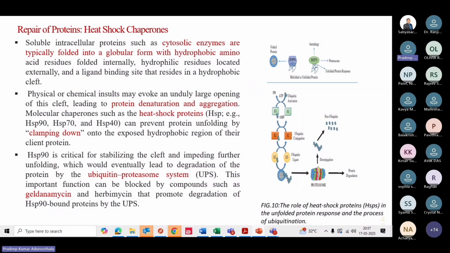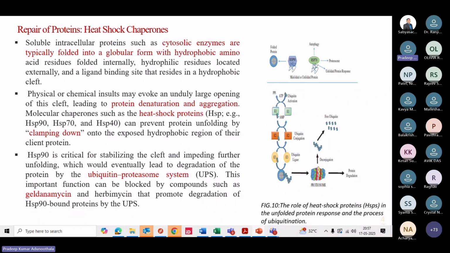which leads to protein denaturation and aggregation. So molecular chaperones such as heat shock proteins HSP 90, 70 and HSP 40 prevent this protein unfolding by clamping down onto the exposed hydrophobic region of their client protein. They clamp down on this exposed region and protect the protein. That's why they repair the proteins. HSP 90 is critical for stabilizing the cleft and impeding further unfolding, which would eventually lead to degradation of the protein by the ubiquitin proteasome system.